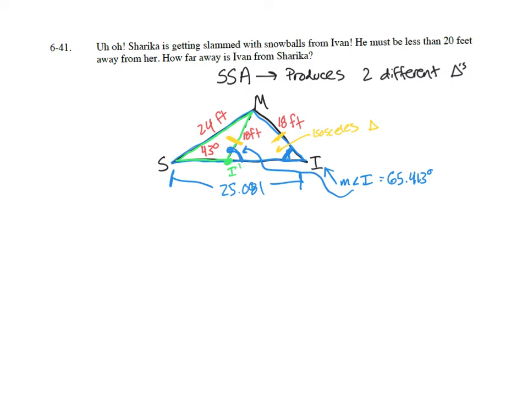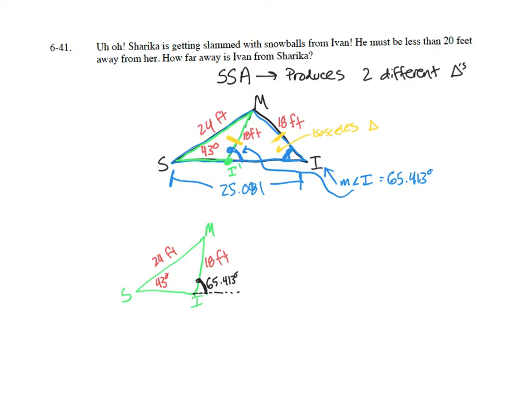All right, so what I'm going to do is I'm going to recreate this smaller green triangle so I don't continue to overlap everything that's going on. This is I prime down here. I have M, I have S, and then my other measurements I have are 24 feet, 43 degrees down here, and I know that this is 18 feet. Okay, what I just calculated, or what I just put on, was the angle on the right side. Okay, this angle right over here to be 65.413 degrees, and that's going to be important for us, okay?